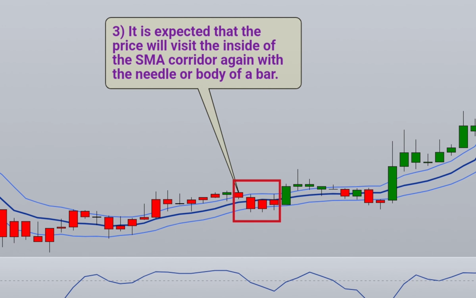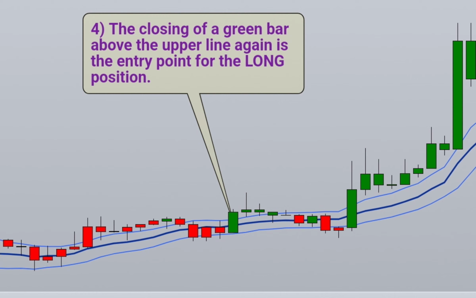It is expected that the price will visit the inside of the SMA corridor again with the needle or body of a bar. The closing of a green bar above the upper line again is the entry point for the long position.